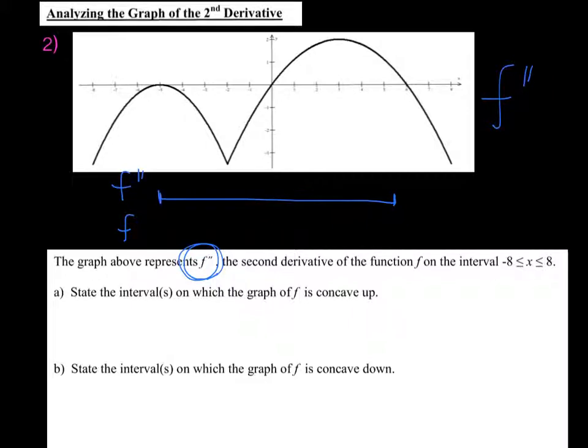We could not just be given the second derivative and asked to make a sketch, okay? We wouldn't have enough information. We cannot be given the second derivative and asked for information about the first derivative. We are not given enough information. But we can use the second derivative graph to communicate to us about the original function. And so I can make my sign chart from -8 to 8.